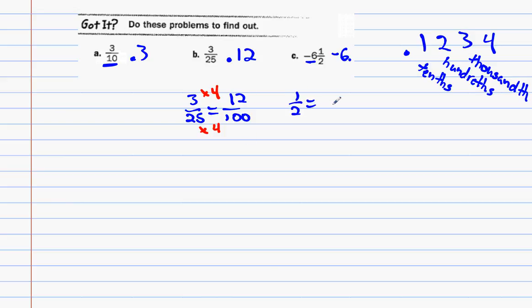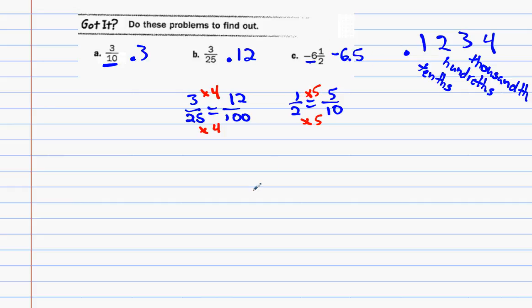How can we make 2 end up as a denominator that's one of these numbers, tenths, hundredths, thousandths, and so on? I would say the easiest one is, I know 2 times something equals 10, and that something happens to be 5. So 2 times 5 is 10. Do the same thing on top: 1 times 5 is 5. So 5/10. So it's literally just -6.5, or -6 and 5/10, which is -6.5.